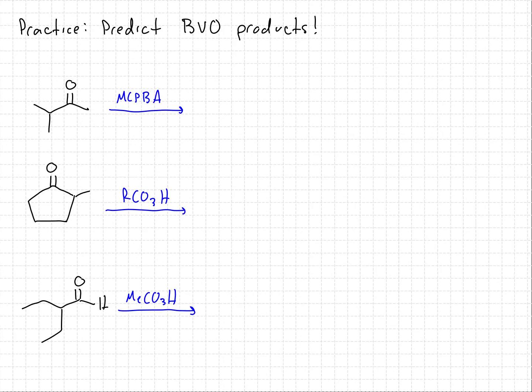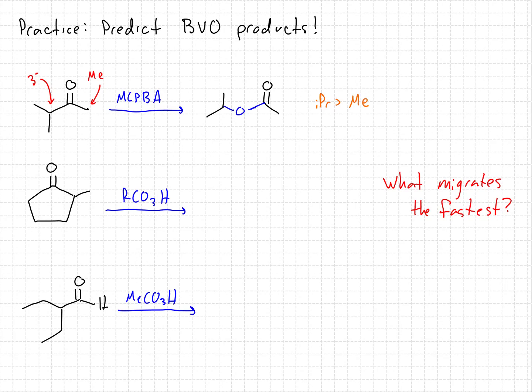Alright, so this problem is really a matter of figuring out which group migrates the fastest. In the case of the first problem, we have a tertiary carbon on the left and a methyl group on the right. Since the tertiary carbon will migrate faster, that means that the isopropyl group will have a higher chance of being transformed into an ester over the methyl group. So it's the isopropyl ester that we're going to form when this reaction is done.